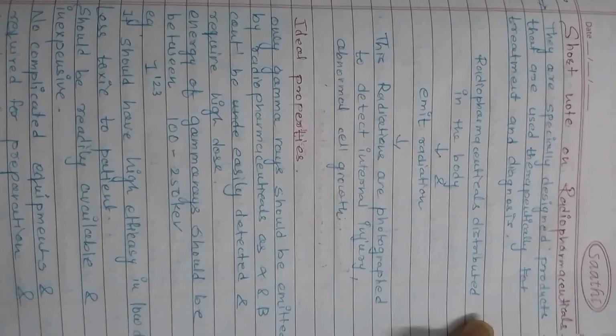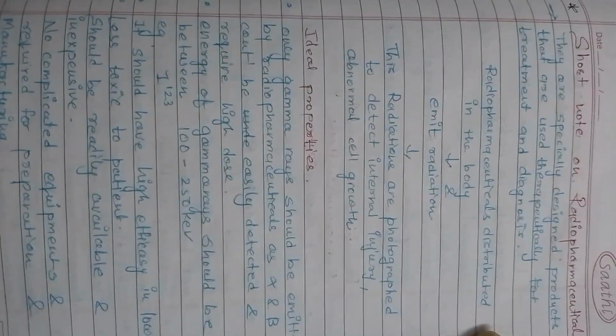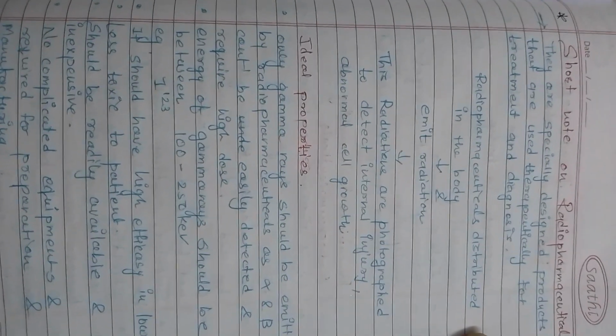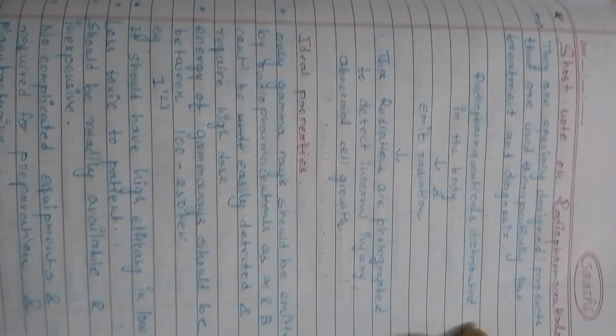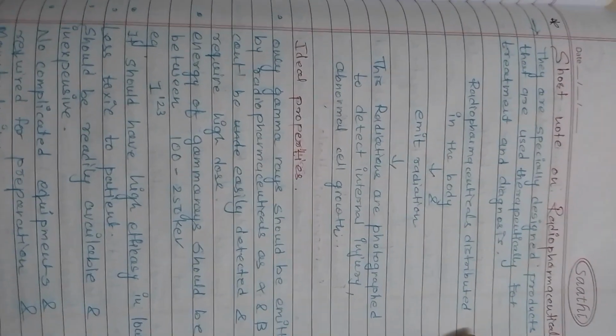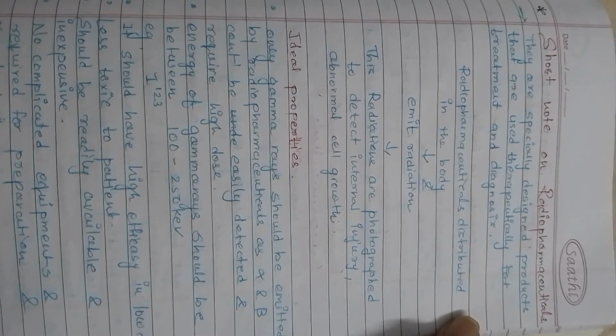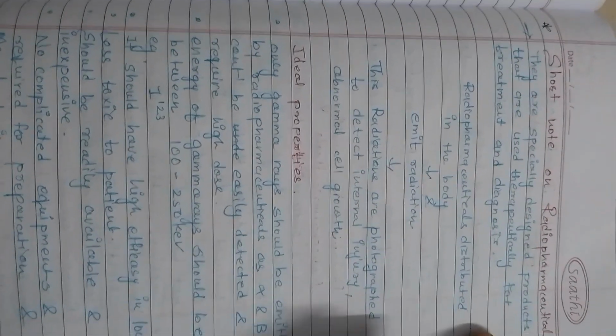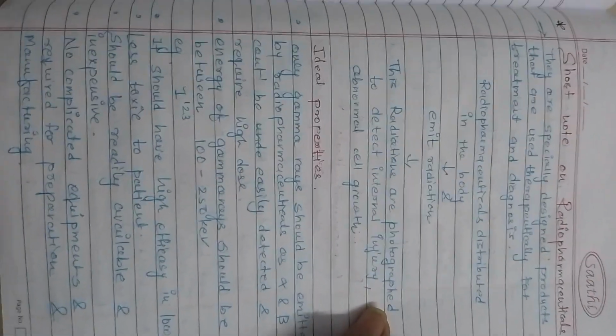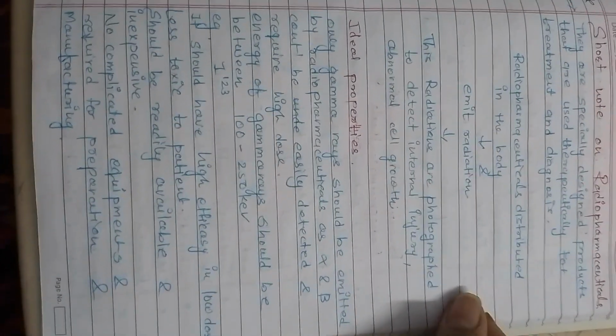Radiopharmaceuticals are distributed in the body, and then they emit radiation. These are mainly destructive radiation, meaning they will kill the abnormality or abnormal cells. These radioactive materials are afterwards photographed to detect internal injury or abnormal cell growth, like in the case of X-rays and various imaging, brain imaging, thyroid imaging studies.